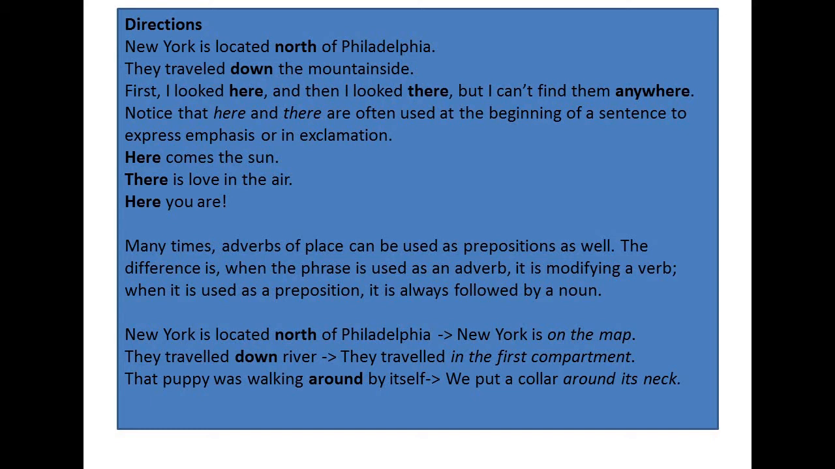Notice that here and there are often used at the beginning of the sentence to express emphasis or exclamation. Here comes the sun. There is love in the air. Here you are. Many times adverbs of place can be used as prepositions as well. The difference is when the phrase is used as an adverb, it's modifying a verb. When it's used as a preposition, it's always followed by a noun.